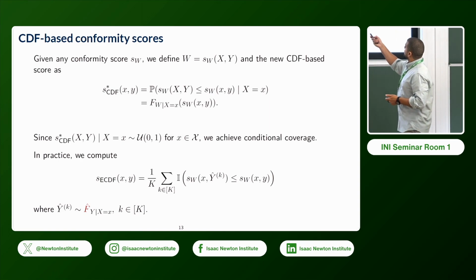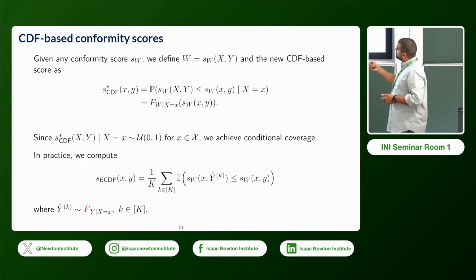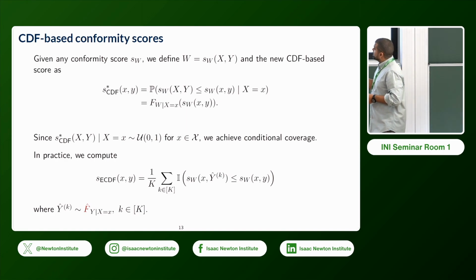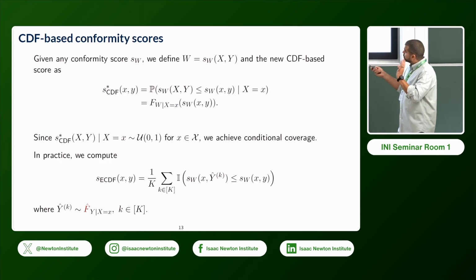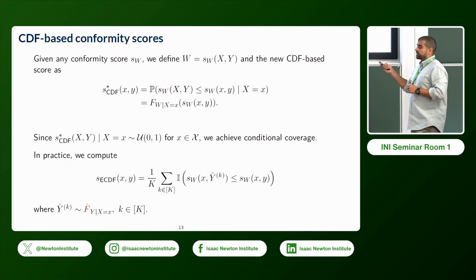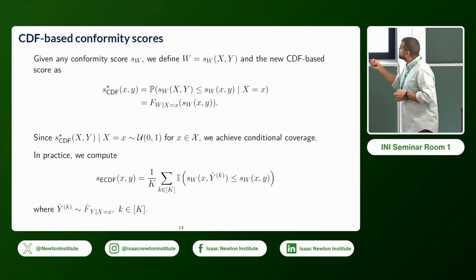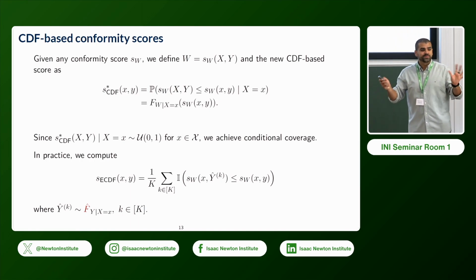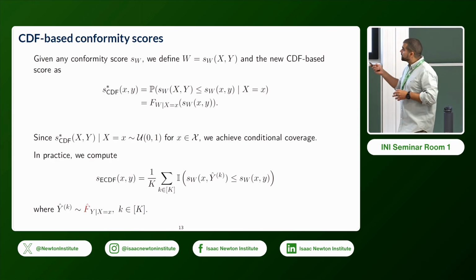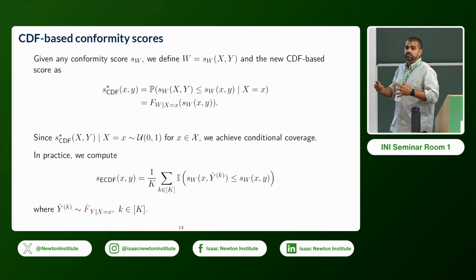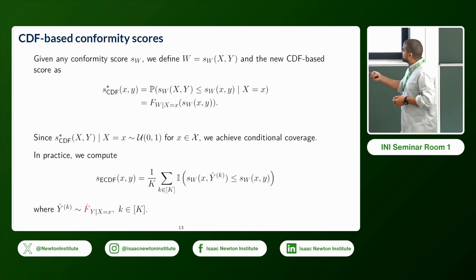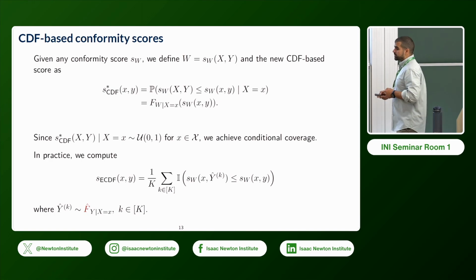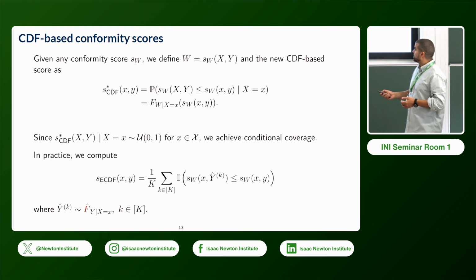So essentially, we have a score here, S_W, and we compute the conditional CDF of that score. There is a star here just to make sure that we understand that this is an oracle quantity. In practice, you need to approximate this. So I'm not saying that you will get conditional coverage. You get it if you have F_W, but in practice, you have to estimate it. Here what we do is we sample from the conditional distribution, and then we use the empirical CDF. So that's a new score.